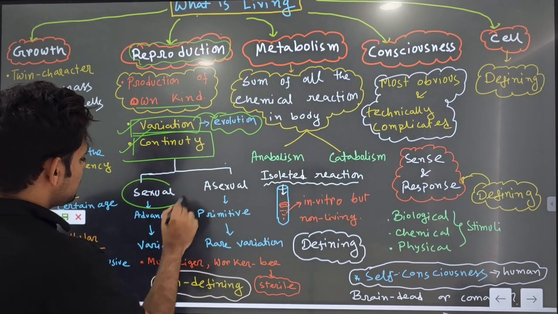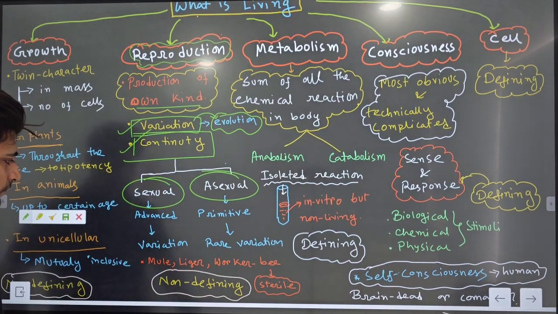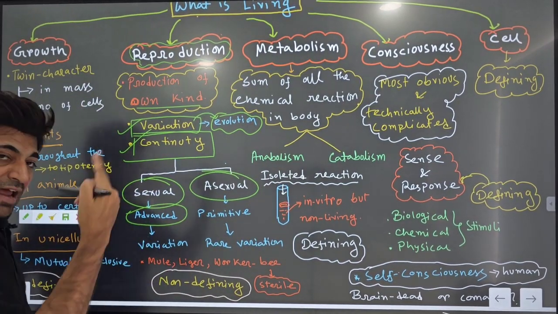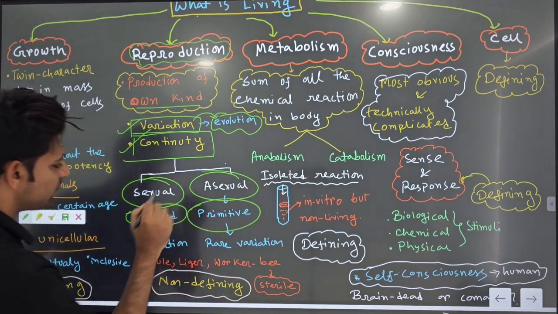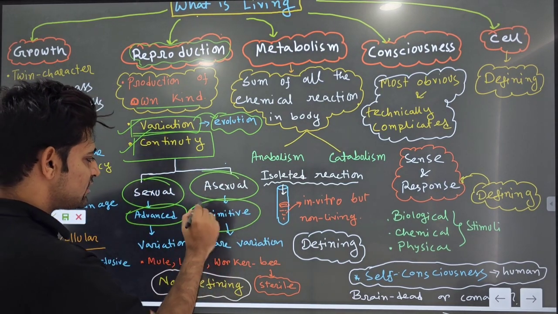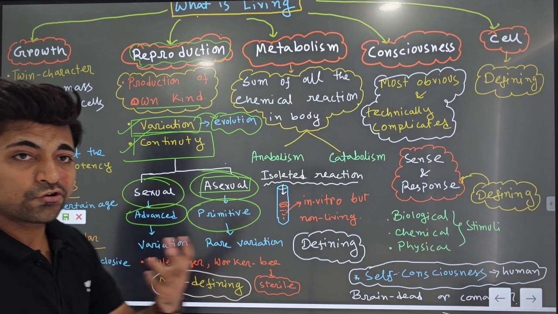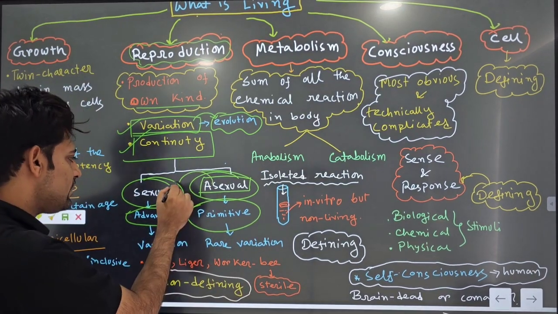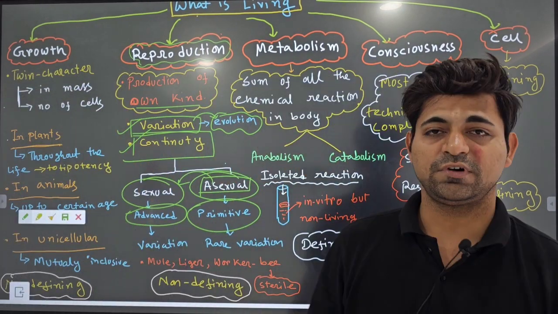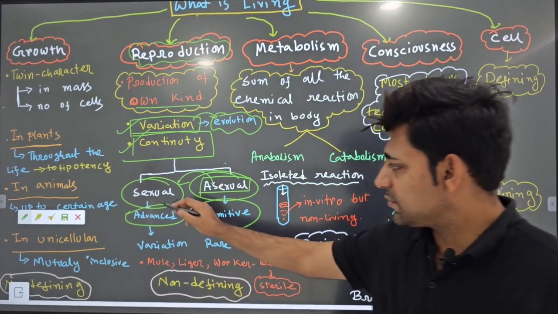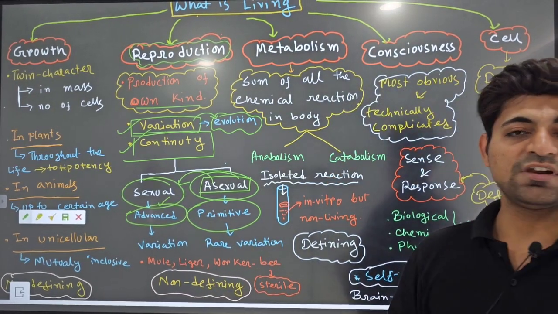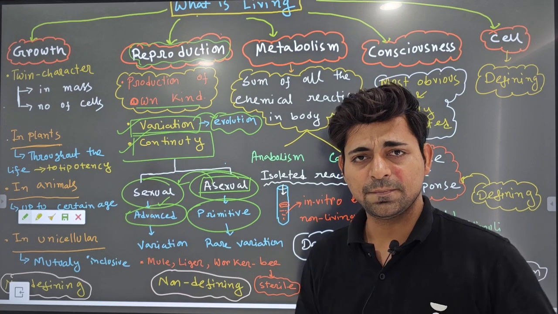Now, between sexual reproduction and asexual reproduction, it's written there that sexual reproduction is the advanced one, asexual reproduction is the primitive one. Means first nature had introduced asexual reproduction, then nature had introduced sexual reproduction. That's why sexual reproduction is the advanced one. Why is sexual reproduction more advanced than asexual reproduction?